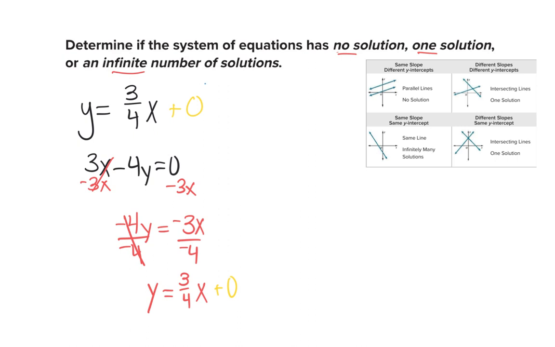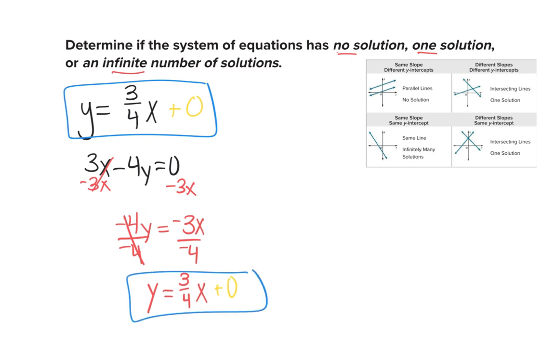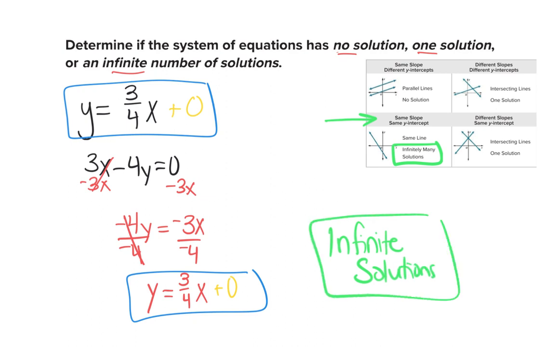So the two equations we're working with here are y equals 3/4 x plus 0 and y equals 3/4 x plus 0. That sounds like the exact same thing. Guess what? It is. Those two lines have the same slope and the same y-intercept, which means there are infinite solutions, or infinitely many solutions. Those lines, if they were graphed, would fall right on top of each other.